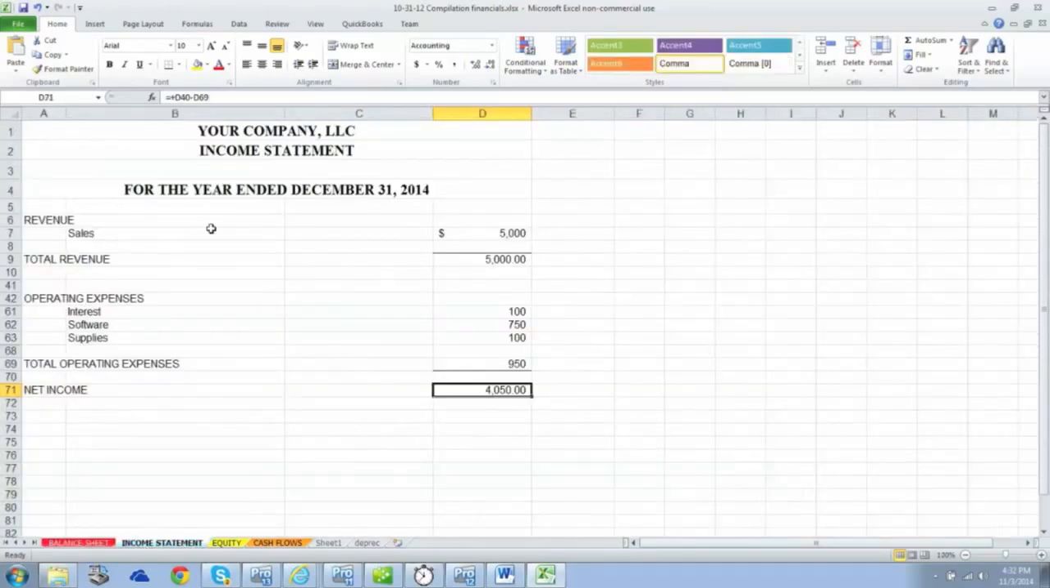Your income statement has the $5,000 of sales, the $100 of interest expense, the $750 of software expense, and the $100 of supplies. So that $5,000 minus these expenses equals your net income.